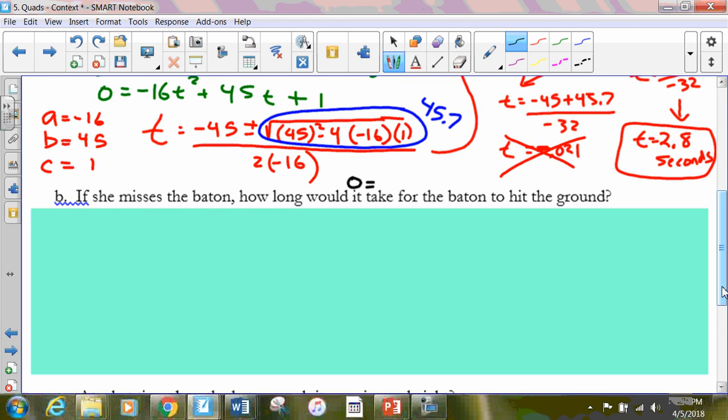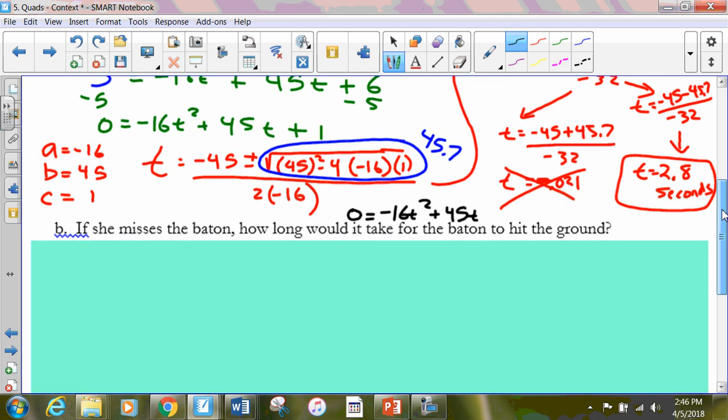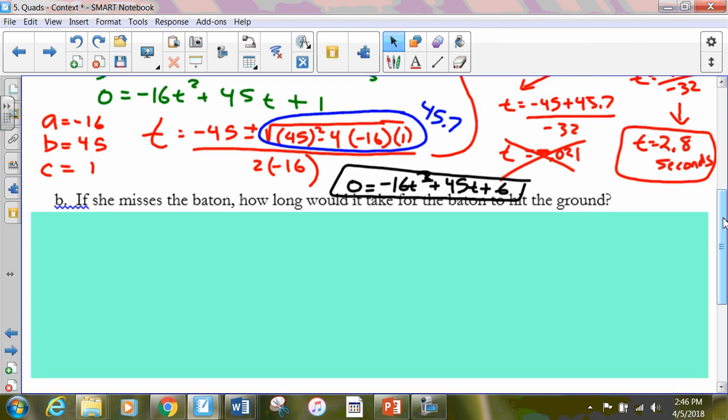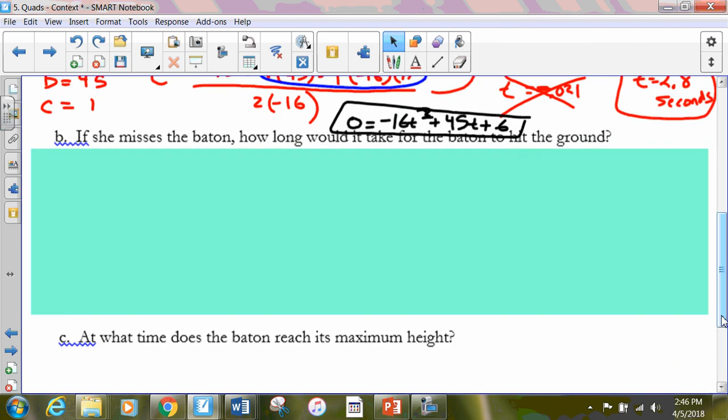And we end up with 0 equals minus 16t squared plus 45t, and I believe it is plus 6, right? All right. Spoiler alert, you are going to have to use the quadratic formula for this. You do the work, do the quadratic formula. When you're done, unpause and check your work.